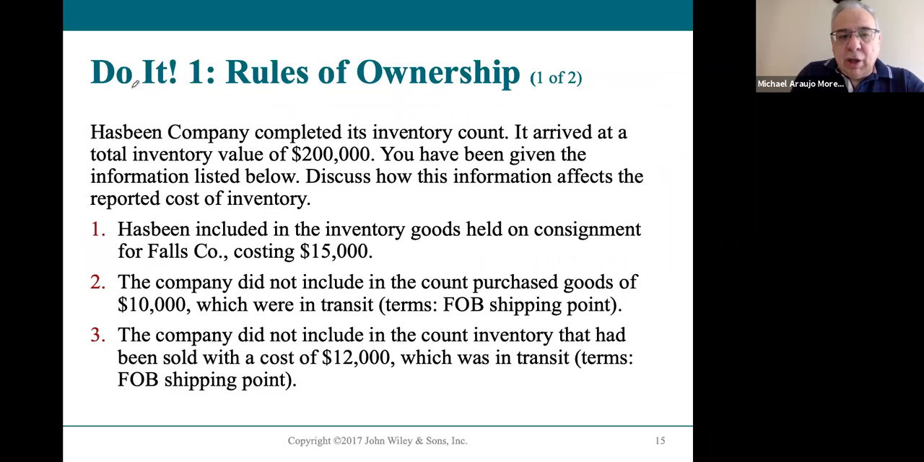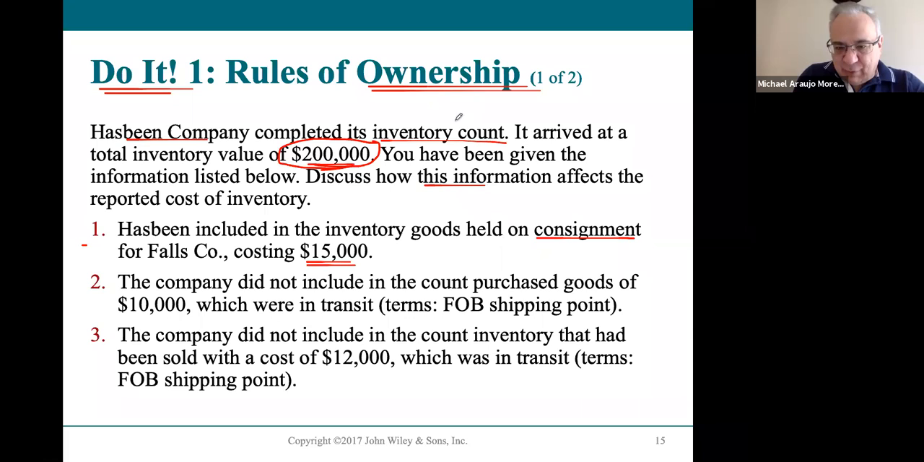So that's basically learning objective one, learning about inventory in terms of rules of ownership, and that's important. So here you have a company that does its inventory count. They do a physical inventory count, and they count $200,000 of inventory during that time. However, there's certain information that we need to look at to see if it affects that or not. The first thing is they have counted certain goods that are held on consignment for $15,000. If it's held in consignment, they don't own it. So they're going to have to subtract that $15,000 out of this $200,000 because they do not own those goods, even though they counted them physically, right?